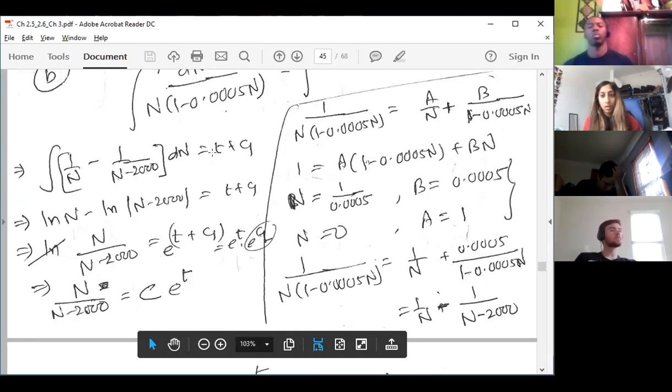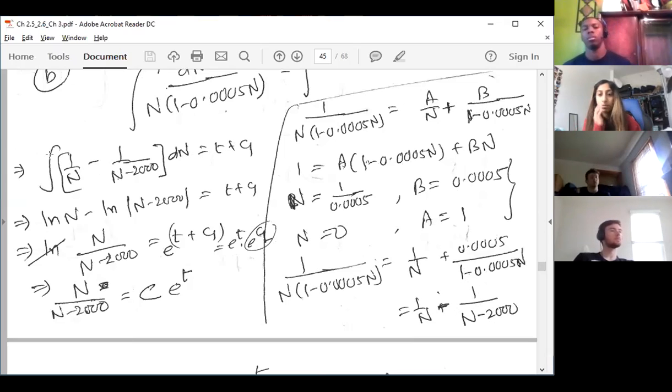Just go back and plug that value here. The integration of 1 is t plus c1. The integration of 1 over n is ln n. The derivative of n minus 2000 is simply 1, which appears in the numerator, so this also goes to the ln function. So the integration of this part is ln of n minus 2000 and k plus c1. The property of ln says that ln of a minus ln of b equals ln of a divided by b. If you want to cancel this ln, take the exponential of both sides. So e to the power t plus c1, where e to the power c1 is one constant c, to the power t.